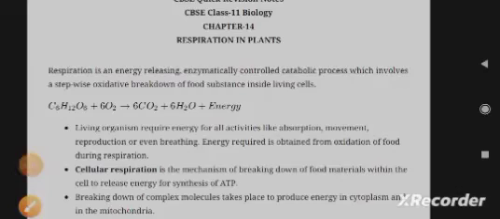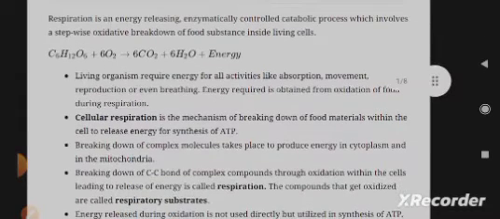Respiration in plants. Respiration is an energy-releasing, enzymatically controlled catabolic process which involves a stepwise oxidative breakdown of food substance inside living cells. C6H12O6 + 6O2 gives 6CO2 + 6H2O + energy. Living organisms require energy for all activities like absorption, movement, reproduction, or even breathing. Energy required is obtained from oxidation of food during respiration.